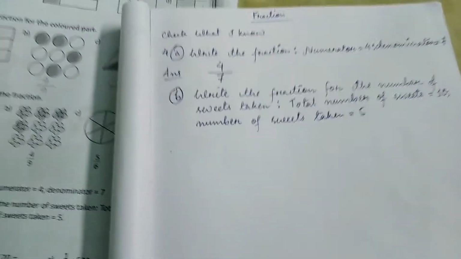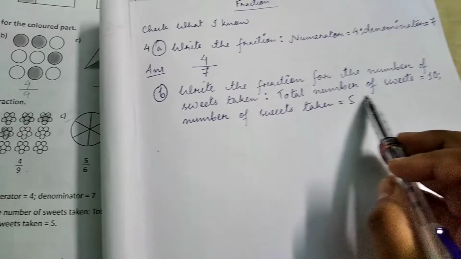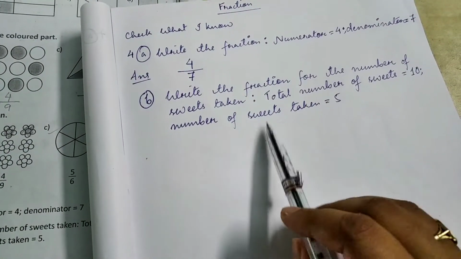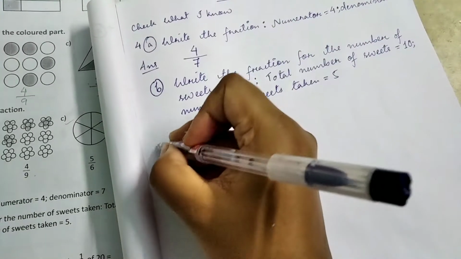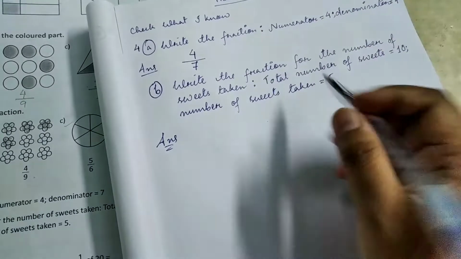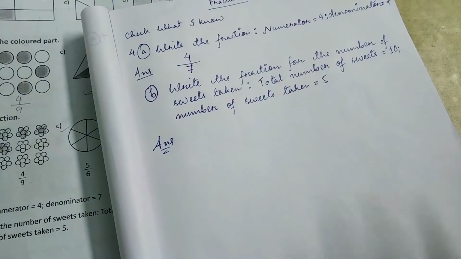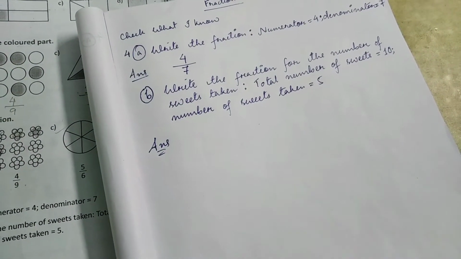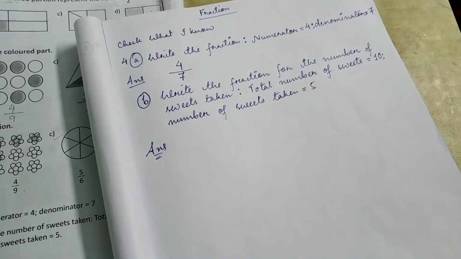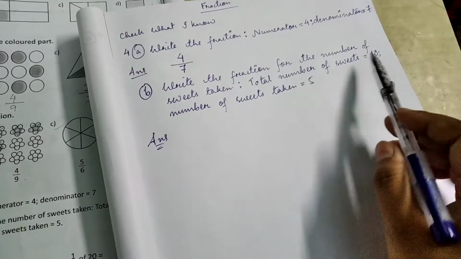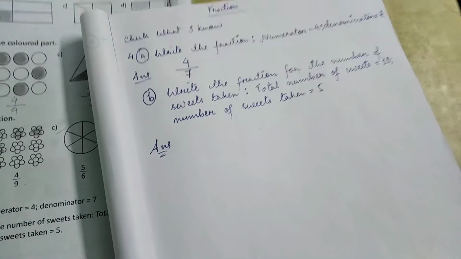The second question says to write the fraction for the number of sweets taken. The total number of sweets is equal to 10 and the number of sweets taken is 5. So how will you do this type of question? This is also very simple. The same thing I have told you: the up is known as the number of parts taken or left, and the down part, the denominator, describes the total number of equal parts. So the total number of sweets is 10 and the number of sweets taken is 5.